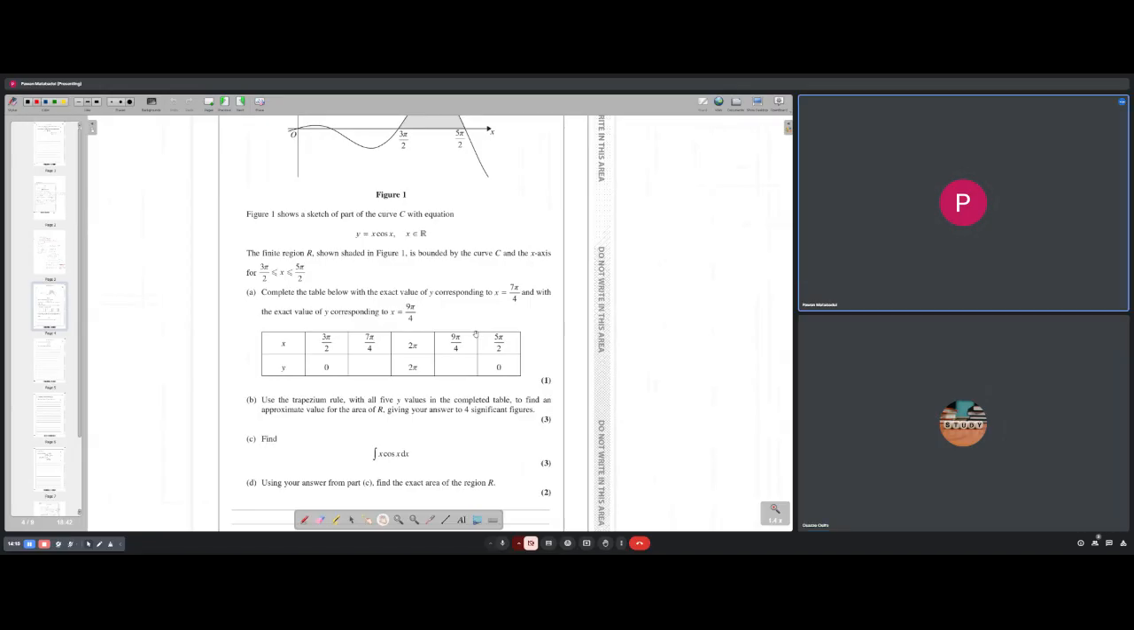Okay. Did you say minus 7 pi over 4 root 2? It should be positive. You want to just double check that?